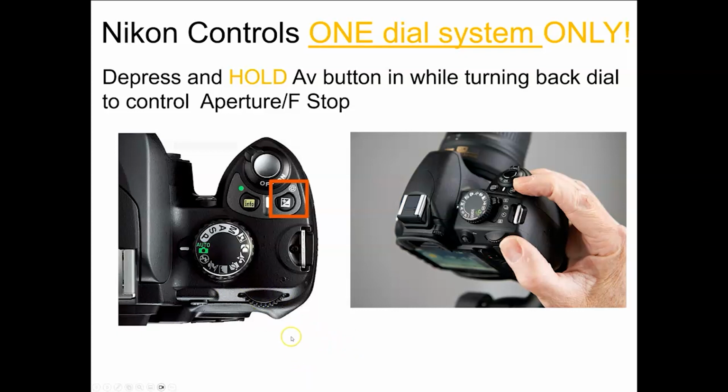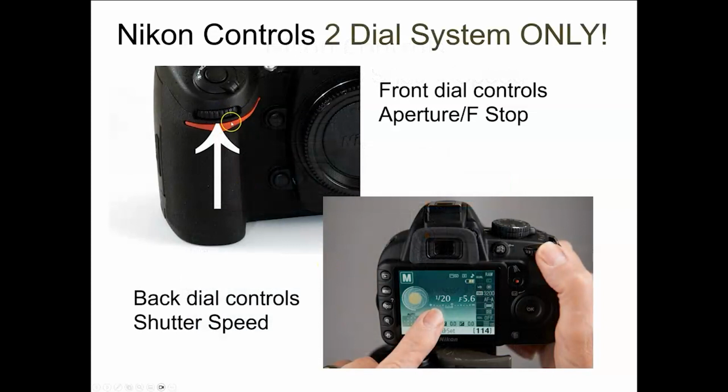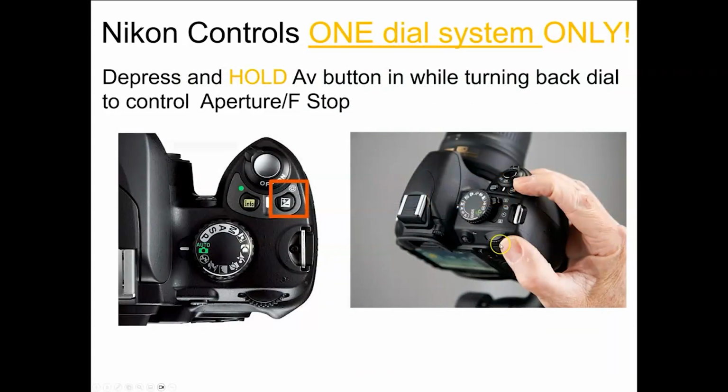So again, 2 dials, a back dial and a front dial, would allow you to change your aperture here and your shutter speed with the back dial. And if you have just 1 dial on the back there, you would depress this button, hold it down, and use that, and that is going to change your aperture setting.